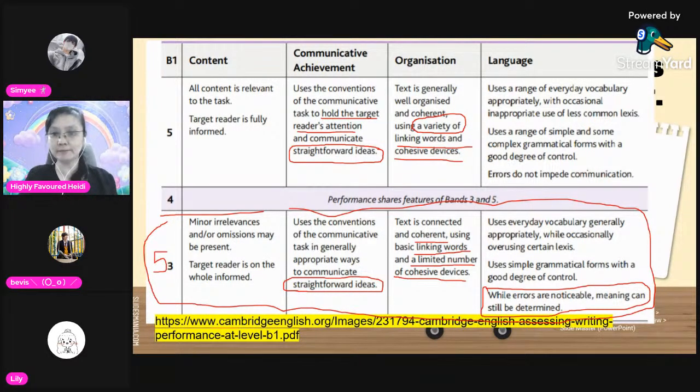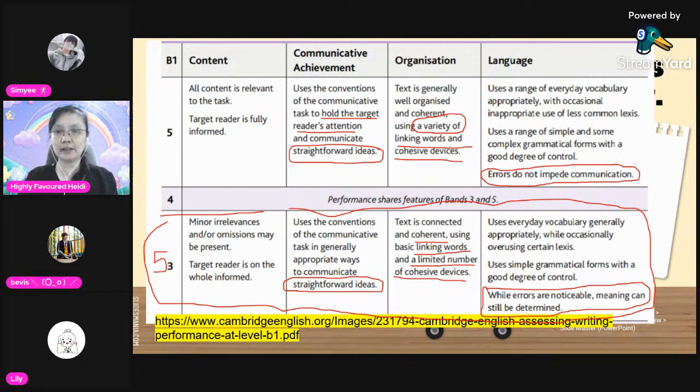See, B1 is more like errors are no more noticeable. If noticeable, go down to 3 already. It means there's a lot of red everywhere. Teacher marks here, marks there, strikes here, strikes there. So here, errors do not impede communication. Even though there may be slight spelling mistakes, these minor mistakes do not impede communication. Meaning is clear.